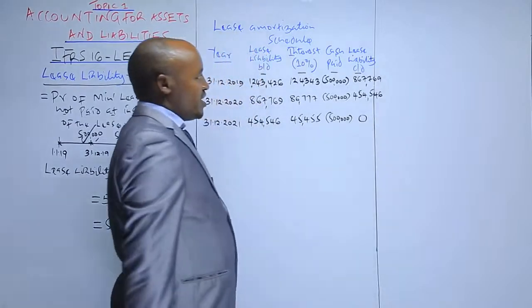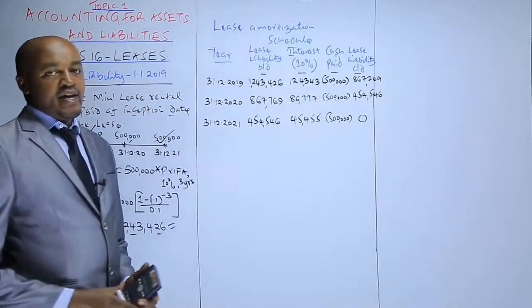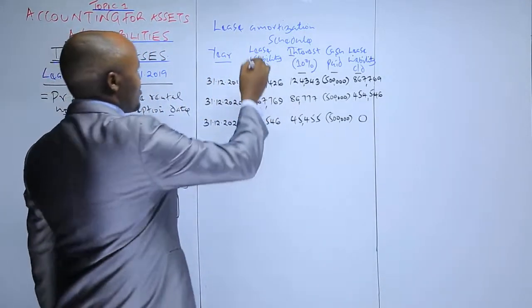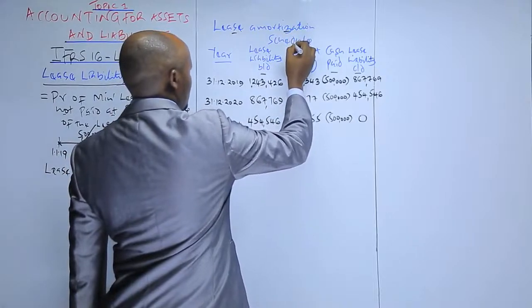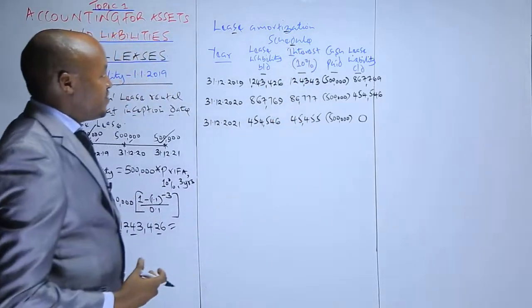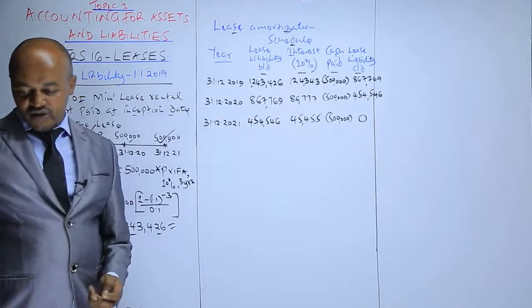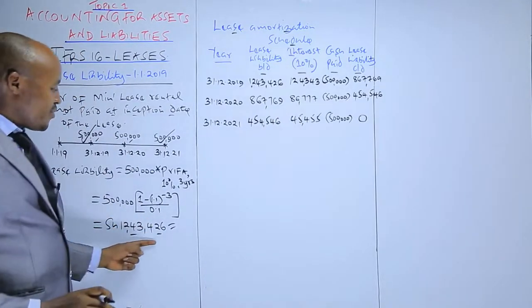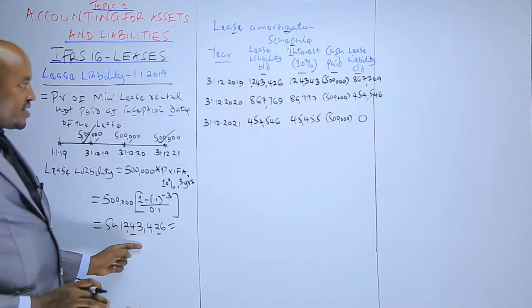It will give us what? 0. So that's how we prepare what we refer to as the lease amortization schedule. The purpose of preparing the lease amortization schedule is for us to be able to amortize this particular lease liability.